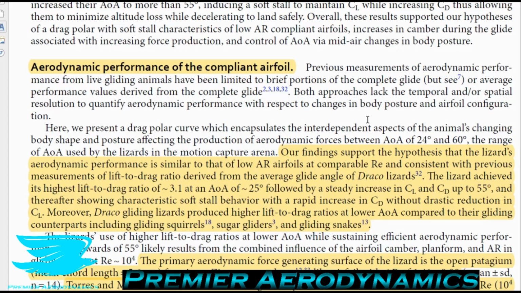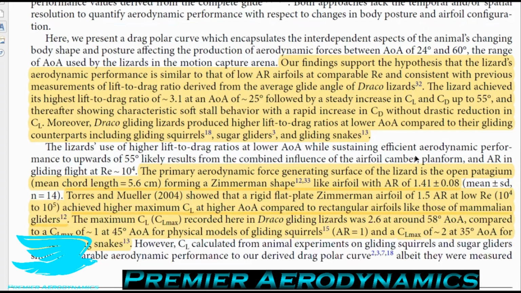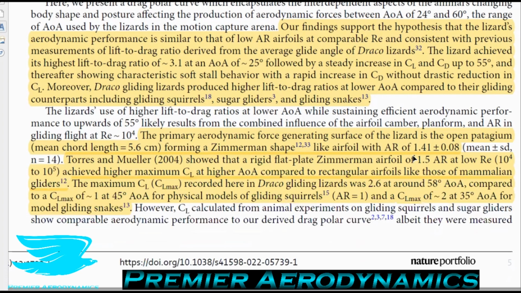Moreover, the Draco gliding lizards produced higher lift to drag ratios at lower angles of attack compared to their gliding counterparts, including gliding squirrels, sugar gliders, and gliding snakes. The primary aerodynamic force generating surface of the lizard is the open patagium, that membrane, forming a Zimmermann shape, like an airfoil, with an aspect ratio of 1.41.